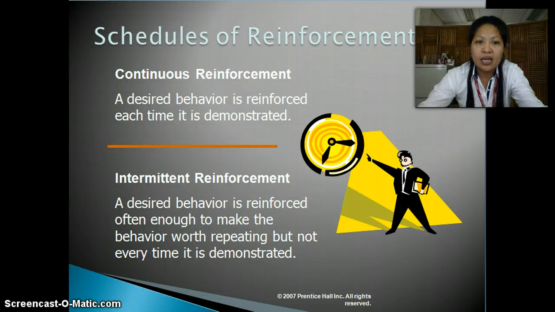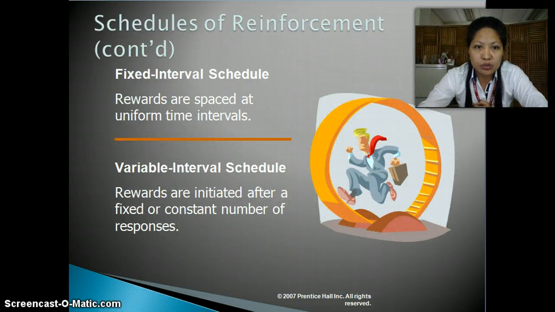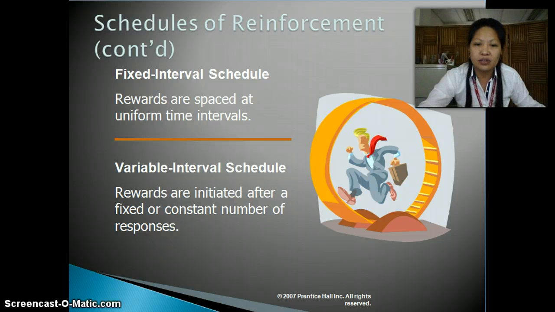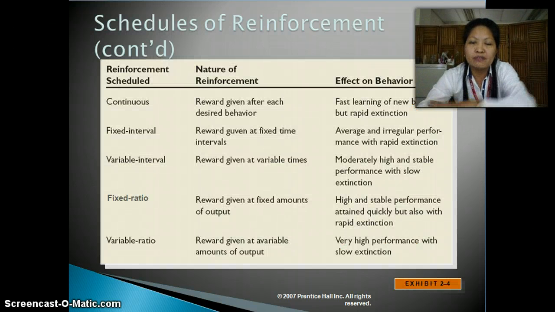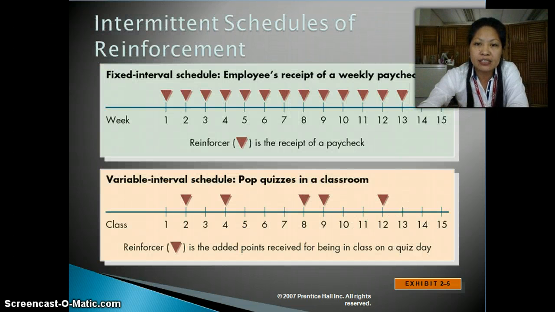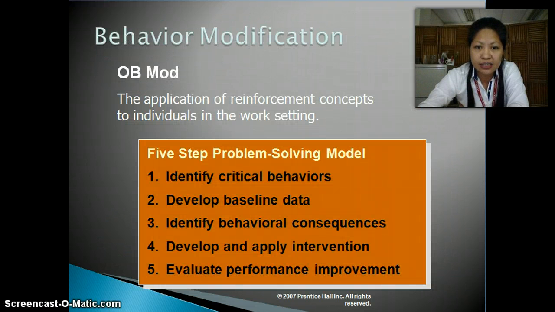Okay, so there are different schedules of reinforcement. Continuous, tuloy-tuloy. Intermittent, it is erratic. You can give it today or tomorrow or whatnot. So it's not continuous. Fixed interval. So there's a fixed interval, every 2 days, every 3 days. Variable interval is every 2 days, every 5 days, every 6 days, once a week. So it's not fixed. So here we have the effects on behavior of the schedules of reinforcement, and here are example graphs of those schedules. Okay, so just look into this.